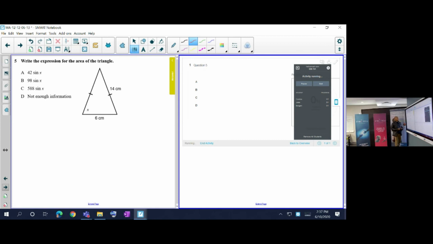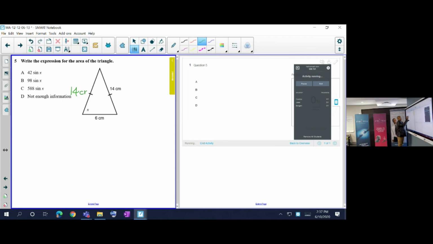But what information are we given in the diagram? We have the 14 centimeters, and we are told that the other side of the triangle is equal to this side, which is 14. So it means we also have 14 centimeters, because this is an isosceles triangle. If it's an isosceles triangle, it means we also have x at the base, because the base angles of an isosceles triangle are equal.